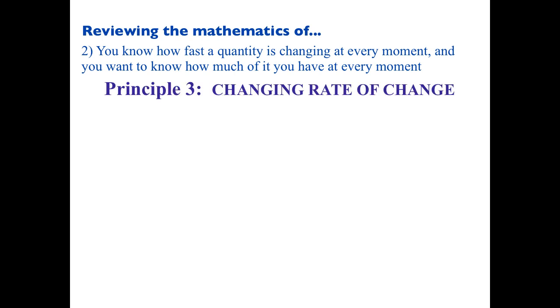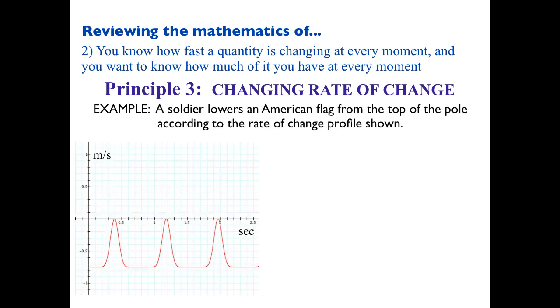Principle 3 is changing rate of change. The example that we just went over was a constant rate of change. So let's think about a soldier lowering the flag. He's doing it by hand. How likely do you think it is he's going to be able to maintain a constant rate of change pulling that flag down? So I propose maybe it's something more like this. I want you to take 30 seconds to a minute to talk about why it might be something more like that.